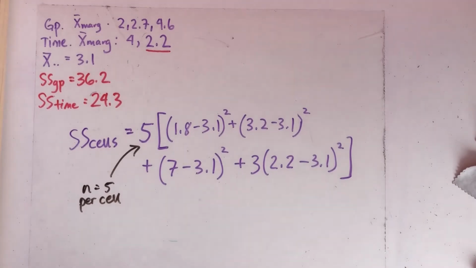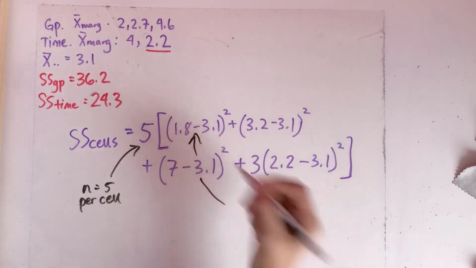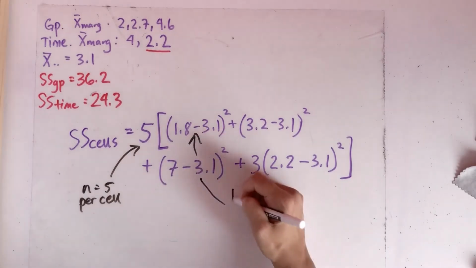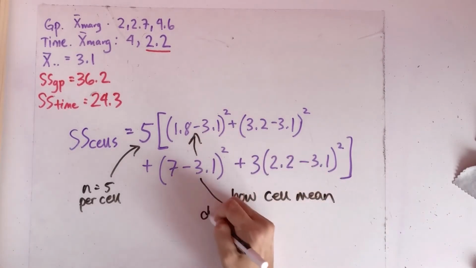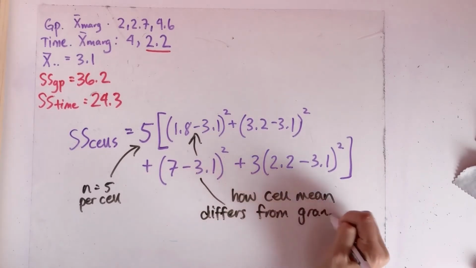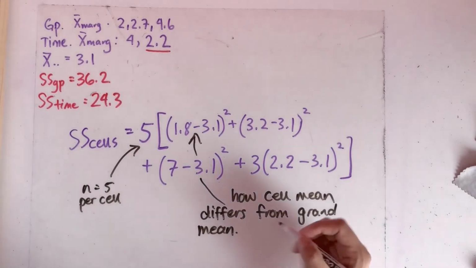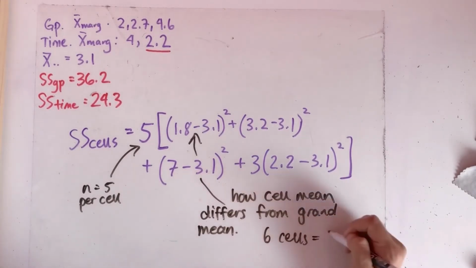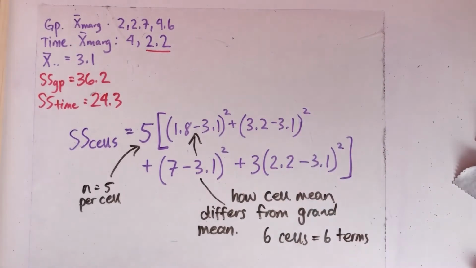That's why the 5 goes there. And say we look at this term. This is a measurement of how the cell mean differs from the grand mean. A more technical way of understanding it. And we have 6 cells, so that equals 6 of those squared terms that we are summing. Okay, so I hope that makes some sense. Keep up the good work. We're going to compute that now.